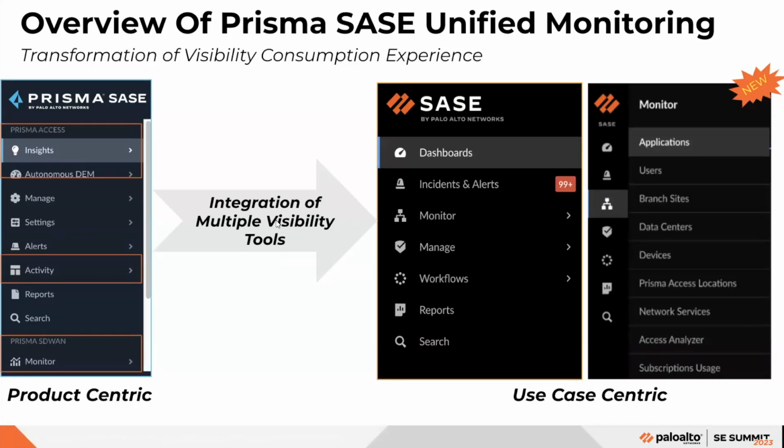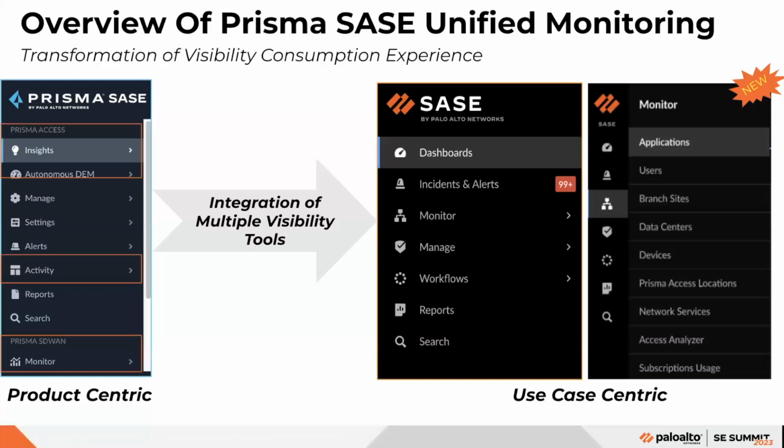By introducing the new navigation experience, instead of a left, product-centric navigation, we are introducing objects. Users are interested in getting information about applications, users, branch sites, Prisma Access locations, and data centers. So this left navigation pane changes from product-centric to object-centric, which makes it easy for you to monitor all your information related to Prisma Access Insights.